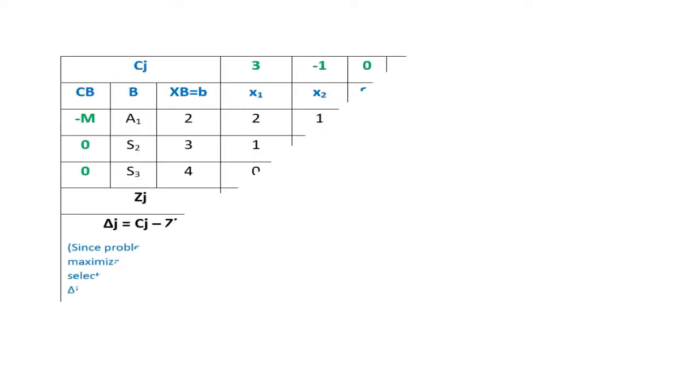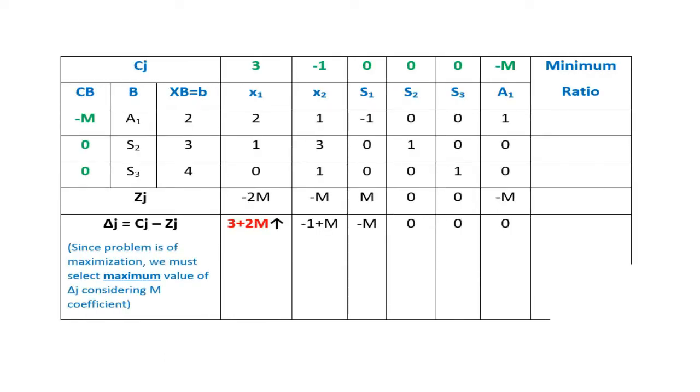Now next we have to calculate the value of delta J, that is Cj minus Zj. So for that we have to consider the Cj values and Zj values. Now consider the first Cj value, that is 3, and first Zj value, that is minus 2m. So Cj minus Zj will be what? 3 minus of minus 2m, so value becomes 3 plus 2m.